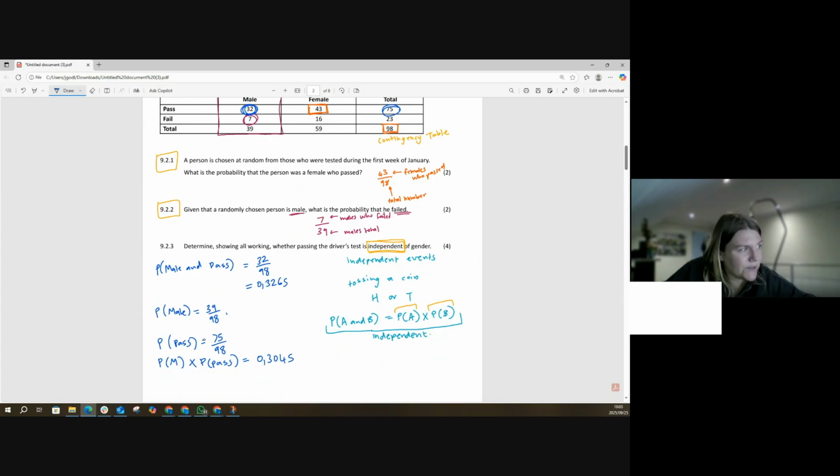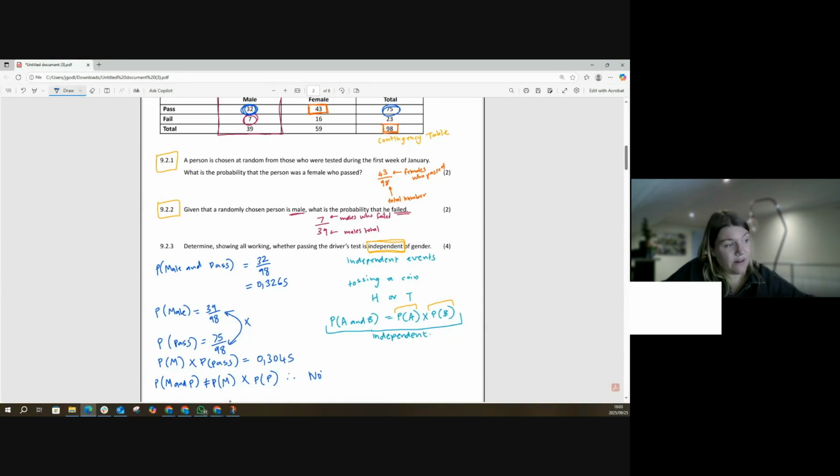So what you're doing is you are multiplying these two numbers. And then all you need to say is that the probability of M and P is not equal to the probability of M times the probability of P. Therefore, they are not independent. And that's all we have to do. And that's like a nice guaranteed 4 marks, as long as you know what you're doing. Do you understand it now?